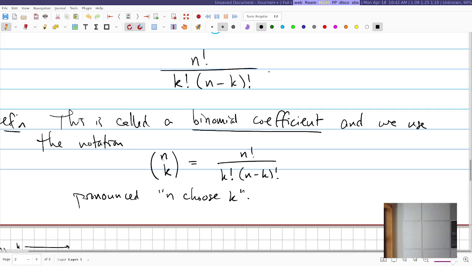What would I get? 1. 1? Yeah. Because 0 factorial is 1. It's all 0 factorials everywhere, and I just get 1 divided by 1. Okay. Does that make sense?